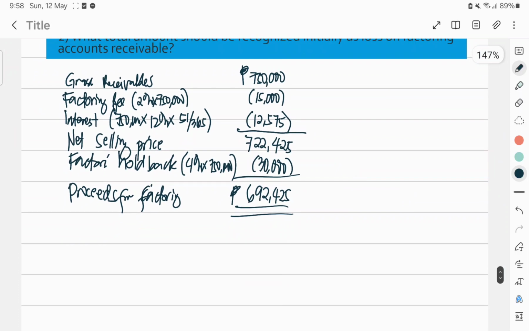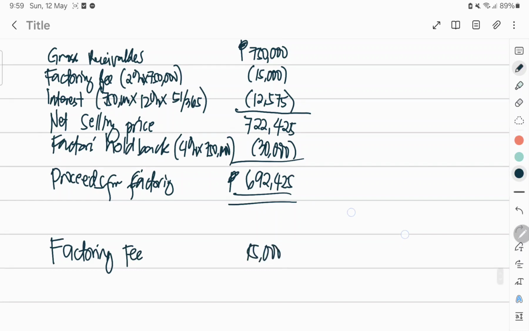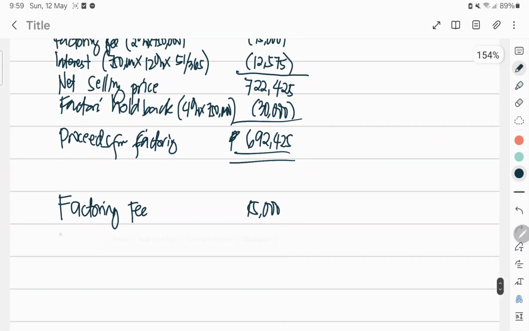Okay, there are methods on how to compute for that one. So, pwede siyang gumawa tayo ng journal entry. At saka, pwede rin na i-compute mo siya. So, parang ganito. Factoring fee. Kopyahin lang natin yung 15,000 na yan. Kasi mga expenses mo yun normally ang loss and factoring.